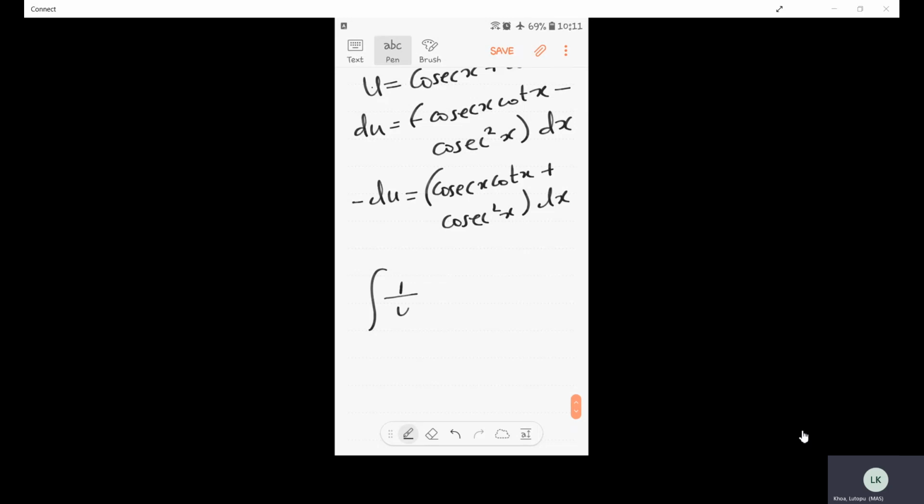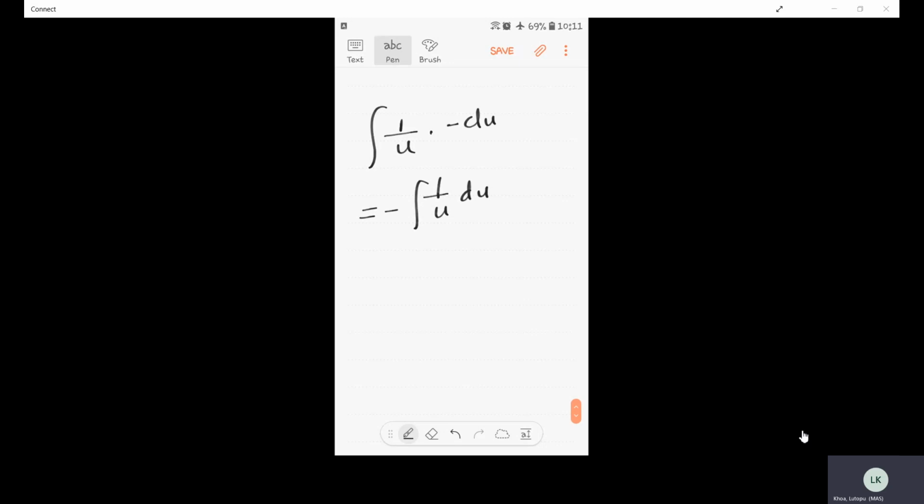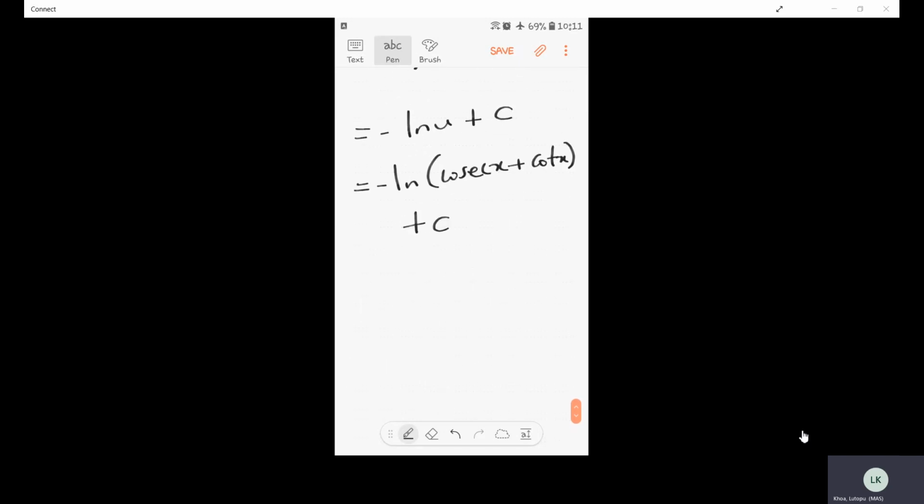Now I'm ready to make the substitution, and when I substitute, what I have is 1 over u multiplied by negative du. So this is just negative the integral of 1 over u du. The integral of 1 over u is ln of u. So this is negative ln of u plus c, which is just negative ln of cosec x plus cot x plus c. Okay, so not too complicated.